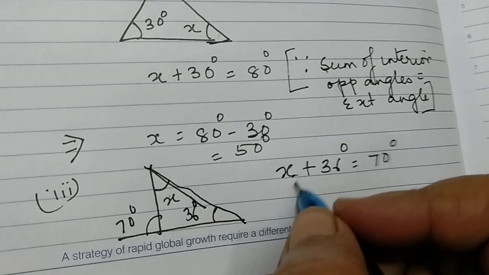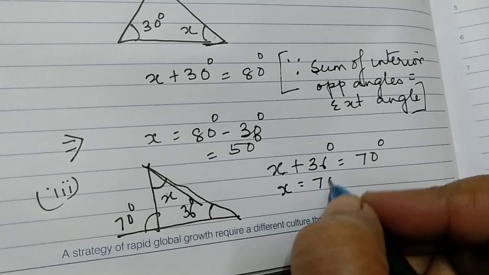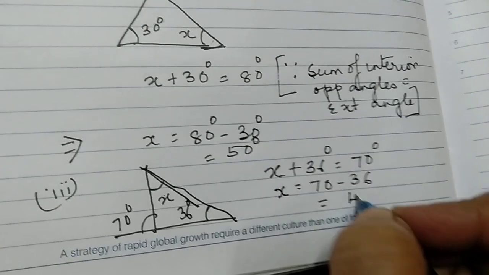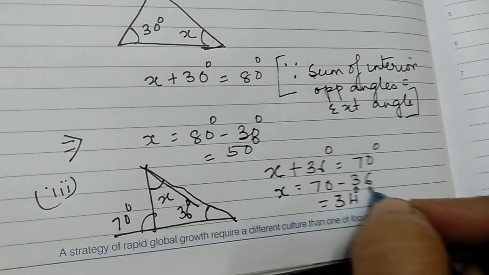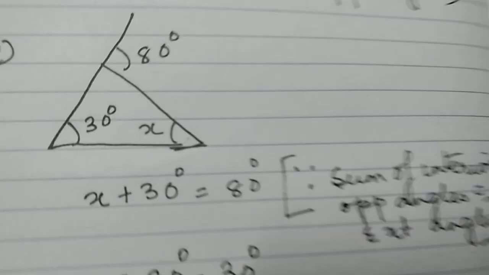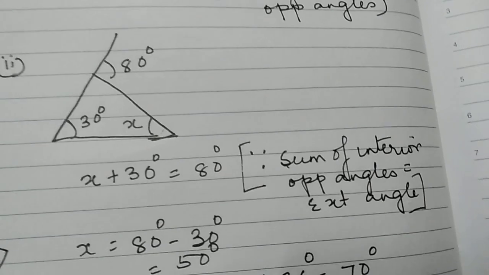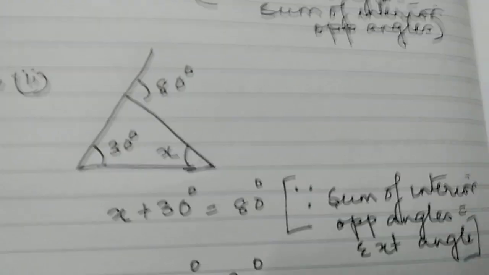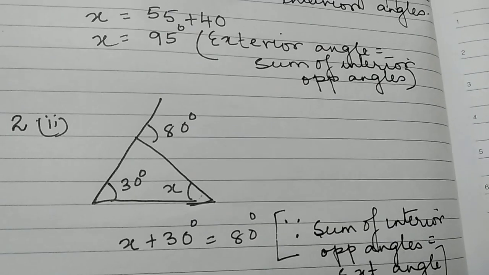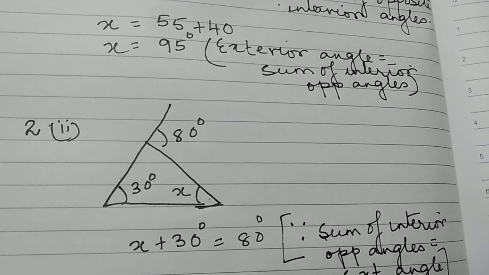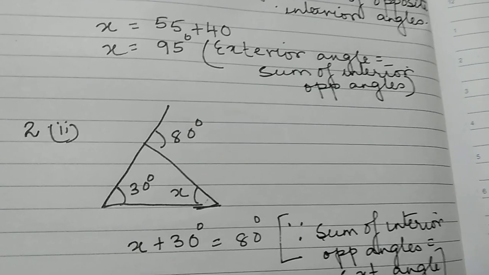Okay. So what will be the value of x? 70 minus 36. But the reason has to be there. So it is 34 degree. But please write the reason as I have written it here, that sum of interior opposite angles is equal to the exterior angle. I move on to the next question. Which is the next question? Question number 3. If I do the third part.